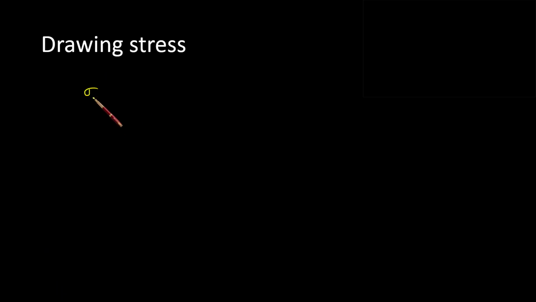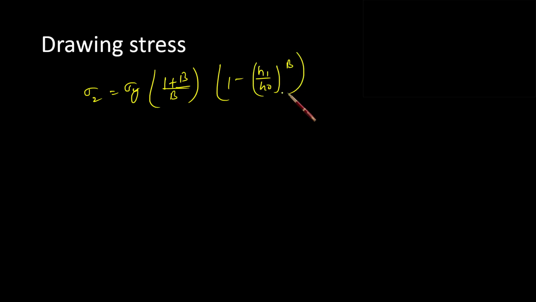So drawing stress, we have already seen what is drawing stress. We have seen sigma 2 is equal to sigma y into (1 plus B) upon B, into 1 minus (h1 by h0) to the power B. Where B is basically mu1 plus or minus mu2. I told in which case mu1 plus and all those things.